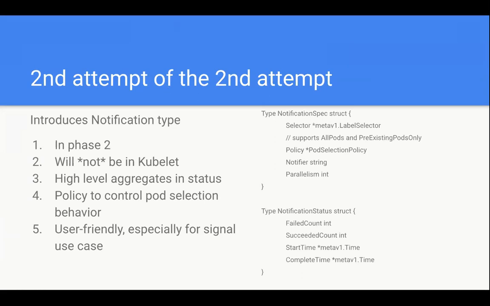Okay, the last piece is that notification status will no longer hold a gigantic list of pod notifications and container notifications results, but rather it offers high-level aggregates. The completion time and start time are both kind of optional in this case. The completion time will only be marked if the policy is pre-existing pods only. Imagine the world, if it's all pods, you will never have a completion time, basically. Okay, that's basically the current API, the second attempt.